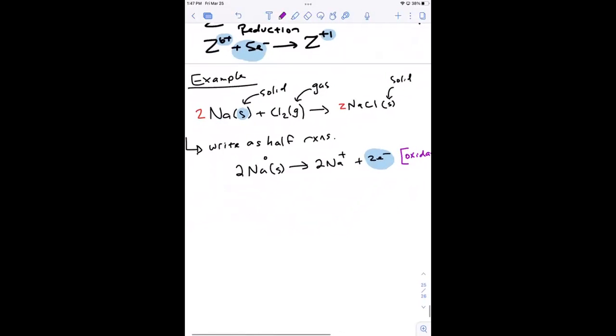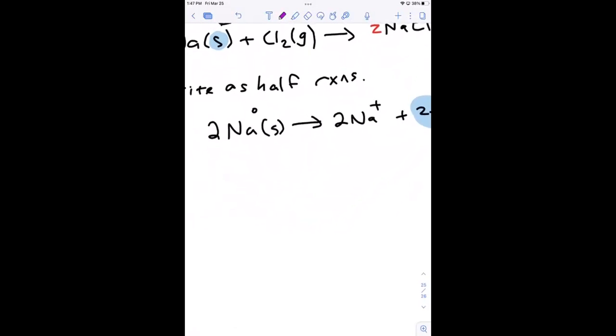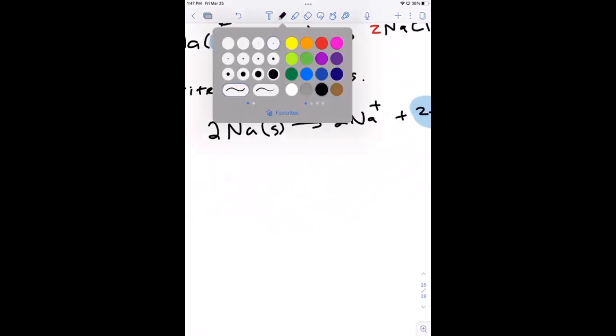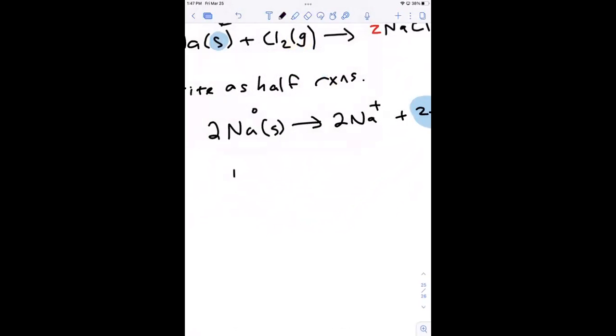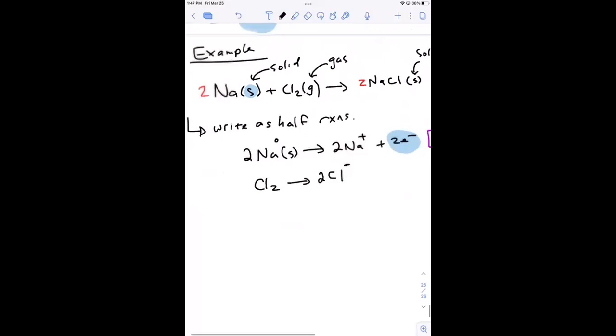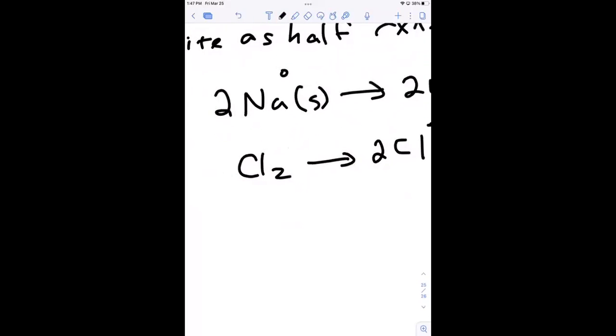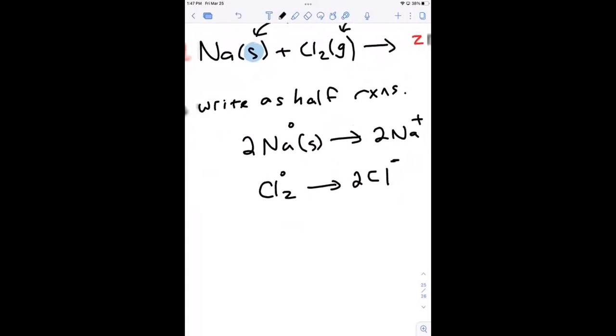And now for the other half reaction, we're going to deal with chlorine. So we're going to say Cl2 is going to 2Cl minus, right? So the charge over here is 0 by default. If it's an element, it's 0. We're going to talk about the rules, but we won't have time to talk about them today. So how do I go from 0 to minus 1? What do I need to do?